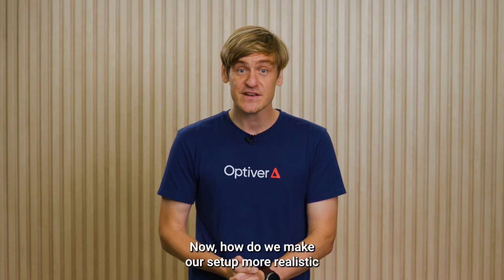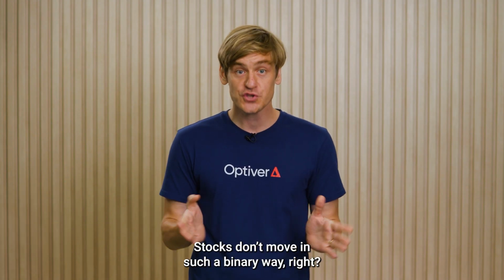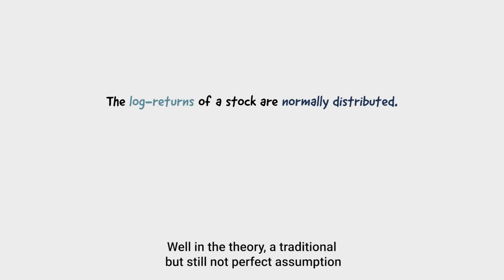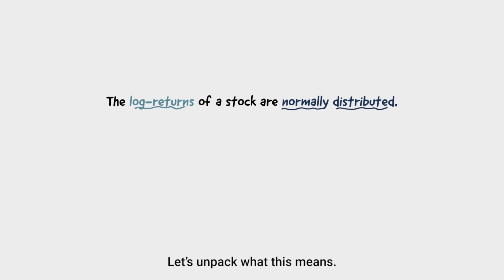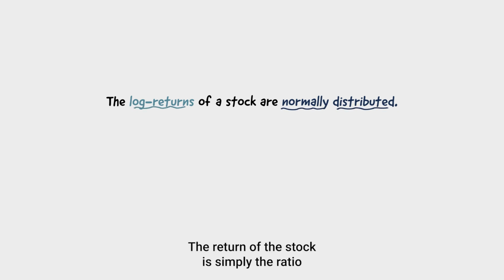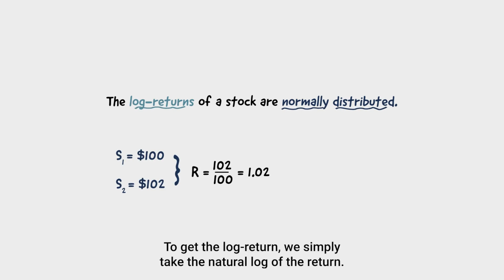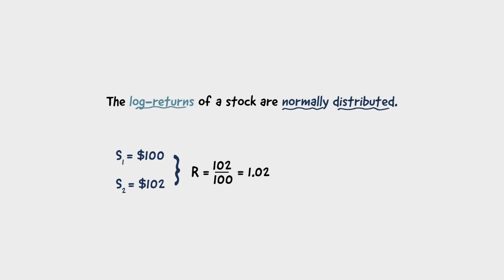Now, how do we make our setup more realistic? Stocks don't move in such a binary way, right? How should they move? Well, in the theory, a traditional but still not perfect assumption is that the log returns of the stock are normally distributed. Let's unpack what this means. The return of the stock is simply the ratio of its price from one moment to the previous moment. To get the log return, we simply take the natural log of the return.